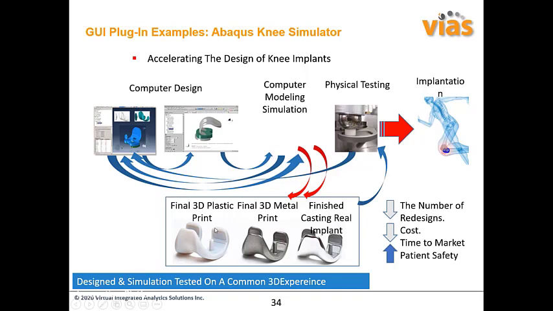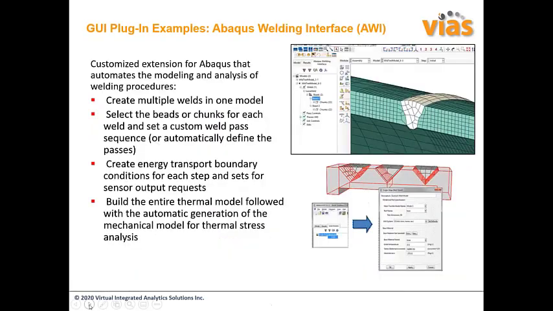Rather than beginning from the very beginning, creating the actual product in physical shape, and then performing the test, and when those tests fail, going back again, that becomes a very expensive option. Using this approach, you can reduce the number of redesigns, reduce the cost and time to market, and the patient safety increases. So this is one fairly good, useful example for the GUI.